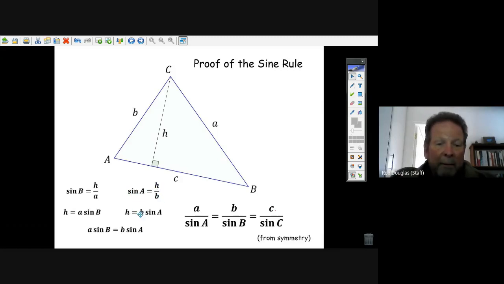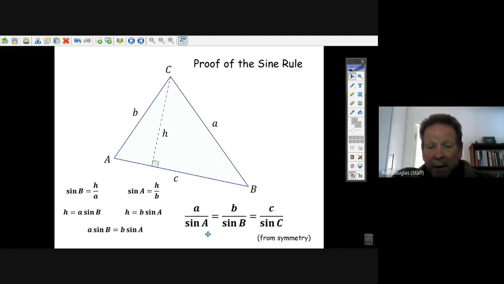But if we multiply by b, this one, we get h is b sine A. And if we multiply by a here, we get h is a sine B. Now we have two ways of looking at h. Because they're both equal to h, we can let them equal each other. And a sine B equals b sine A. Now we divide both sides by sine A and both sides by sine B, and we end up with the sine rule: a over sine A equals b over sine B.